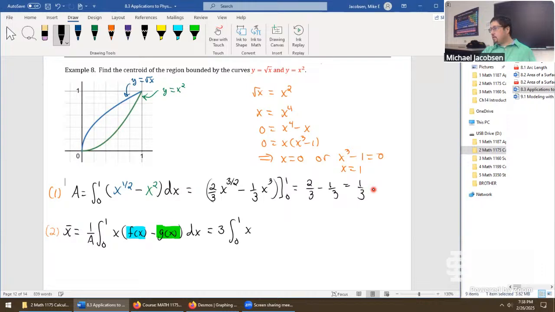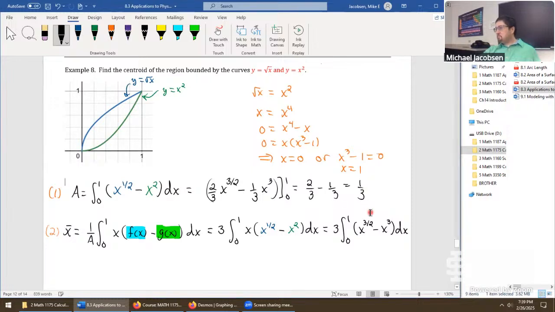Integrate from 0 to 1, x times x^(1/2) minus x squared dx. So this is where the problem really officially starts. Everything on the left is the formula. Now onto the right, we're doing 3 times a definite integral from 0 to 1. Distribute through when we get on this spot, x^(3/2) minus x cubed dx. Really no extra complexity as the original integral for area, just slightly different values here.